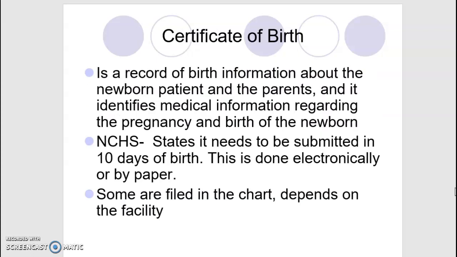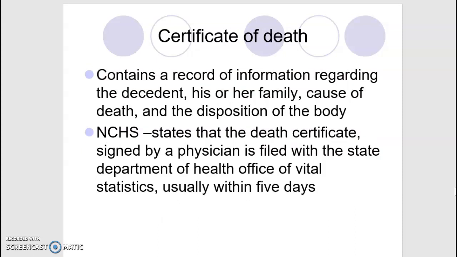Certificate of birth, a record of birth information about newborns. This needs to go to the National Center for Health Statistics within 10 days of birth. Usually it's done electronically. Some are filed in the chart, but not always. And we have the certificate of death. This contains a record of information regarding whoever passed away, their family, the cause of death, and disposition of the body. The National Center for Health Statistics states the death certificate is signed by a physician and filed with the State Department of Health Office of Vital Statistics, usually within 5 days of death.